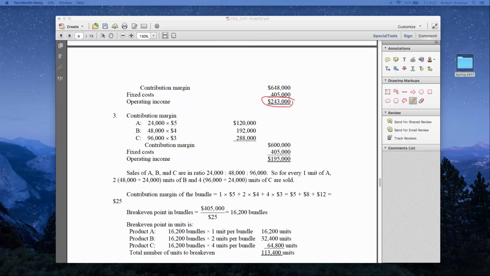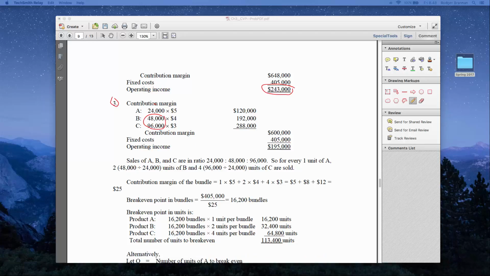Okay, part number 3 is simply saying, what would happen if we change the mix, particularly if we were to swap the numbers between B and C? Remember, initially we thought that B would be selling 96,000 and C would be selling 48. What would happen if we flip those numbers? What would happen to the break-even point? Well, sometimes it's very difficult to predict, so we need to go through here and figure out what would happen with that.